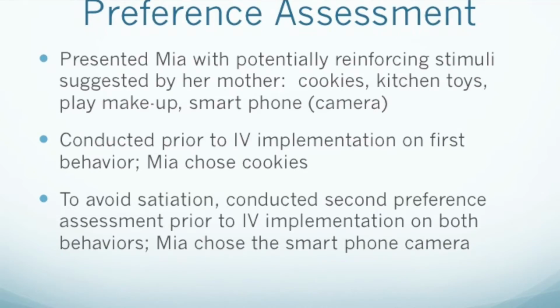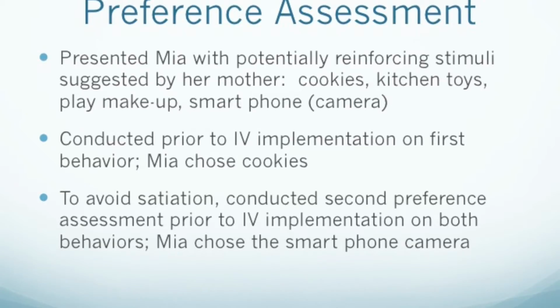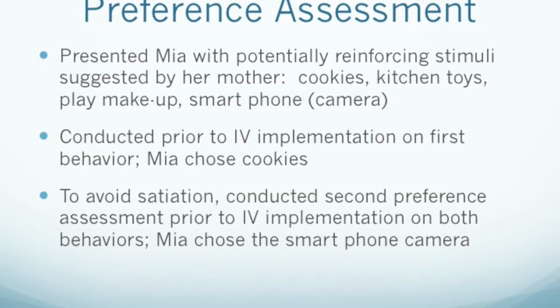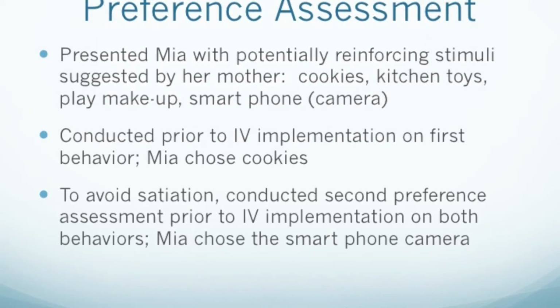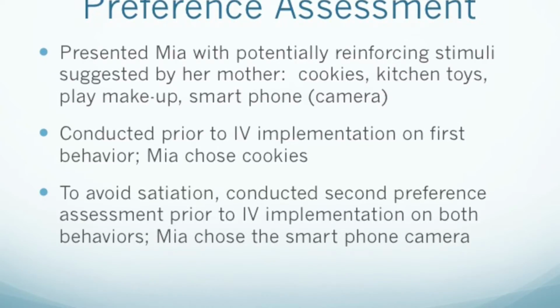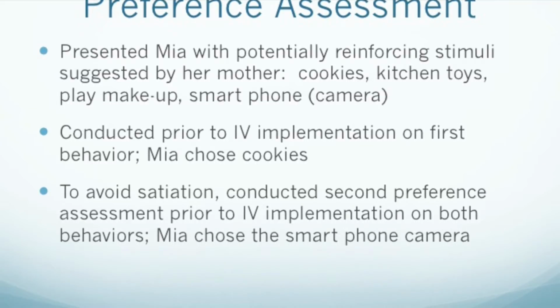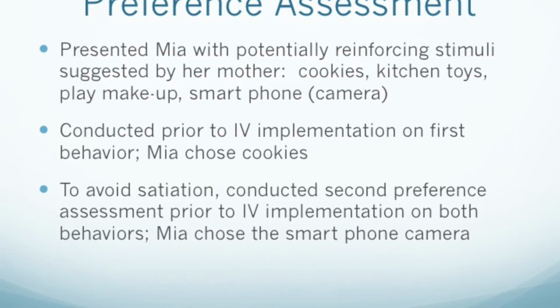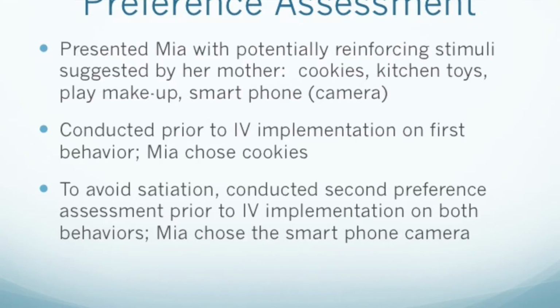To determine Mia's preference regarding the rewards that she would earn, we used suggestions by her mother to create a preference assessment, and we conducted that 2 times during the experiment just to avoid satiation or any boredom with the current reward. So the first reward she chose was cookies, and then the second reward she chose was the camera on a smartphone.